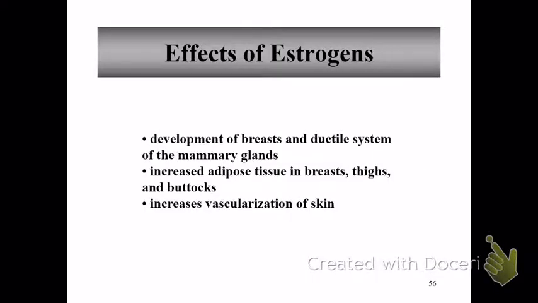But what does our estrogen do? Our testosterone for females is estrogen. What does it do? It's development of breast and mammary glands. It does make us have more fat, more adipose tissue. That's what the problem is, girls. It's the estrogen. And it does increase the vascularization of the skin, so blood flowing, we may bruise easier.